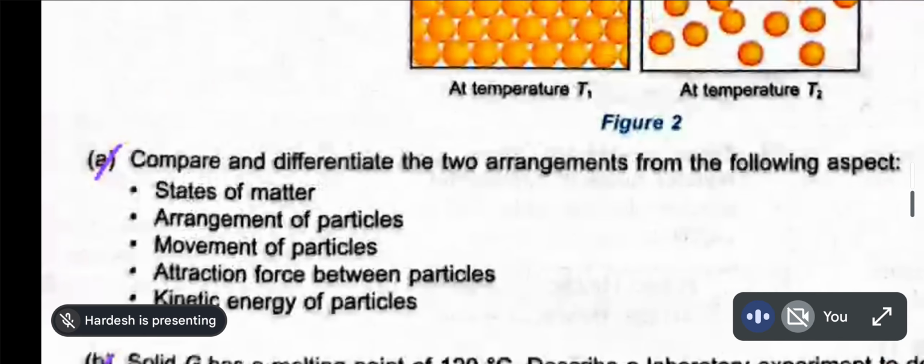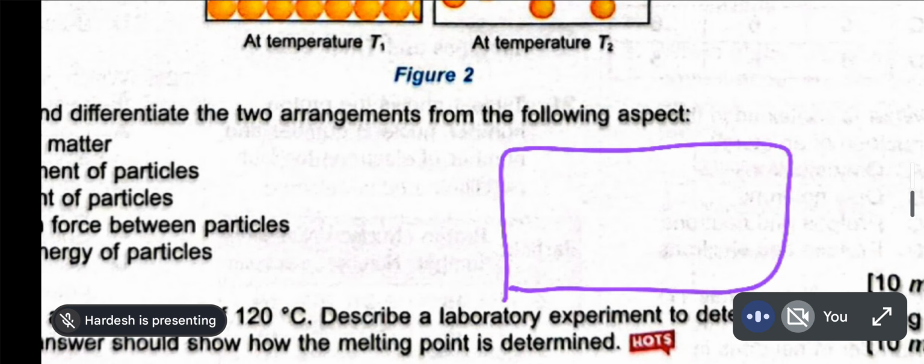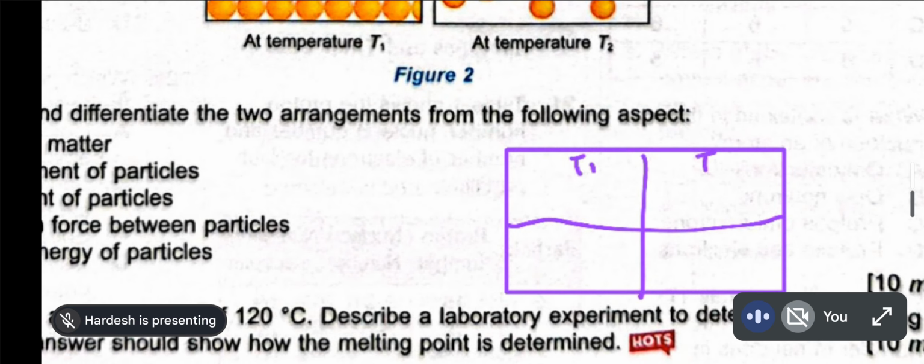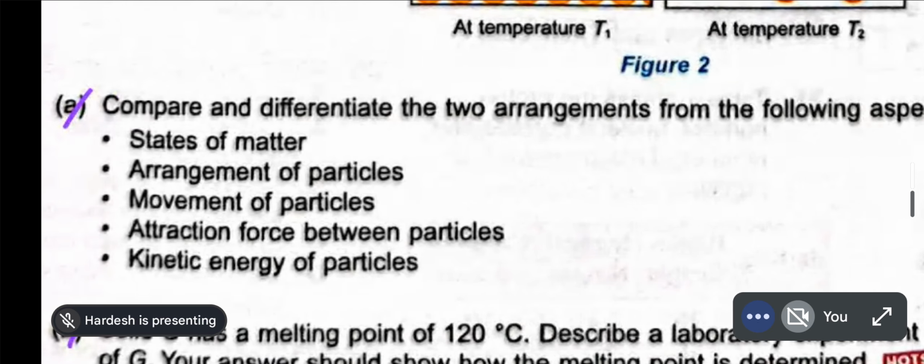Okay, compare and differentiate from the two aspects. Okay, there are two ways you can do this, guys. You can do table form. You can do temperature 1, temperature 2, then here temperature, state of matter, and so on. Or you can just write sentences directly. I used to be very lazy to draw tables, so I just wrote sentences. So guys, I'm going to write sentences here.